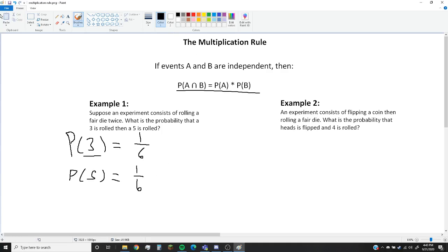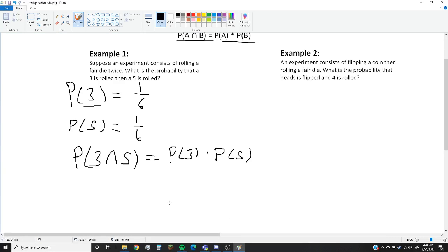So using the multiplication rule, since we want to find the probability that a 3 is rolled, then a 5 is rolled, we'll find the probability of 3 intersect 5, which we can write, because of the formula, as the probability of 3 times the probability of 5. And if we plug in the numbers we have, we've got 1/6 times 1/6, which is equal to 1/36, which is our final answer.